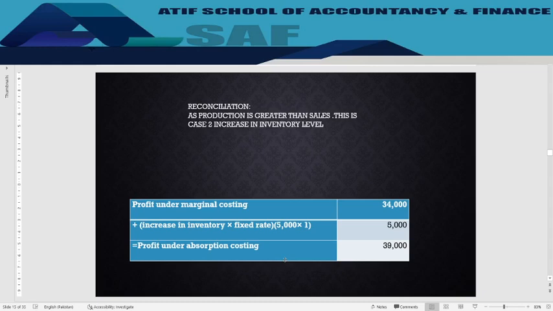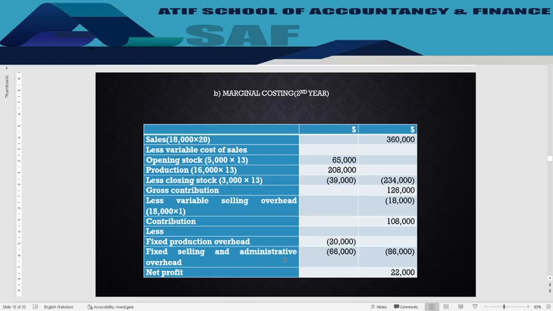In the second year, we have sold 18,000 units while produced 16,000 units. So in the marginal costing system, sales revenue would be 3,60,000 less variable cost of sales, which is opening stock, which is the last year's closing stock of 5,000 units at the rate of variable production cost of $13 plus production of 16,000 units at the rate of variable production cost of $13 per unit less closing stock of 3,000.